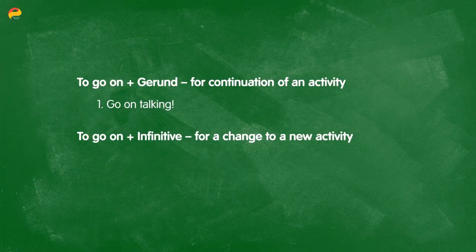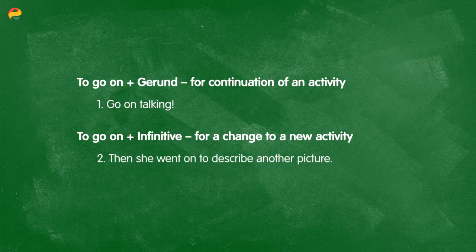Another example which experiences significant changes is the phrasal verb to go on. To go on with a gerund expresses the continuation of an activity. For example, go on talking, or continue talking. To go on with the infinitive, however, expresses a change to a new activity. For example, she then went on to describe another picture. Here, they're performing very different roles in the sentence. In the first, the gerund, we're continuing, and in the second, we are changing. It's the opposite meaning. We're changing to a new activity.